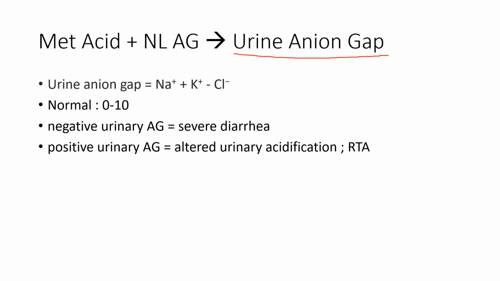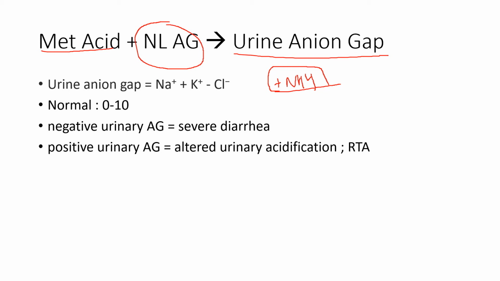Next, we have urine anion gap, right? This anion gap you'll calculate only if you have a normal anion gap metabolic acidosis. So with normal gap acidosis, your next step is calculating the urine gap. Basically, it tells you if the excretion of ammonia or acid is good enough in the kidneys.